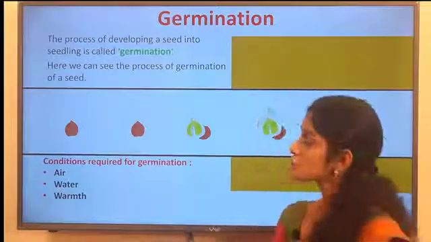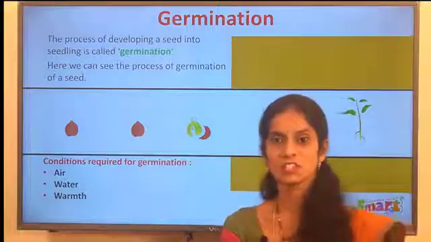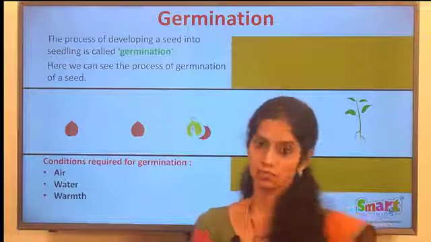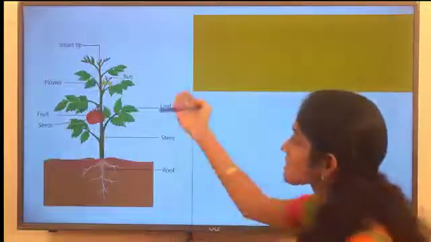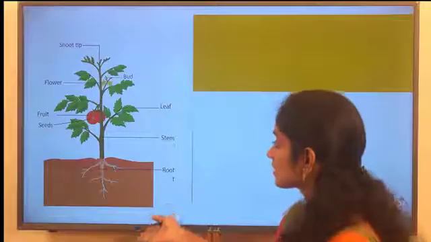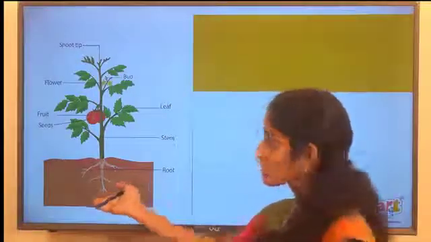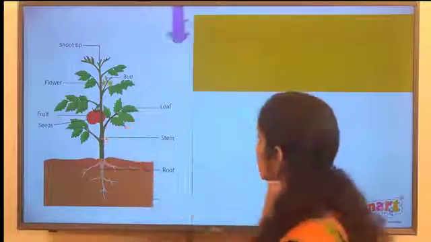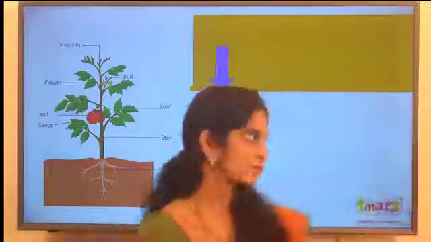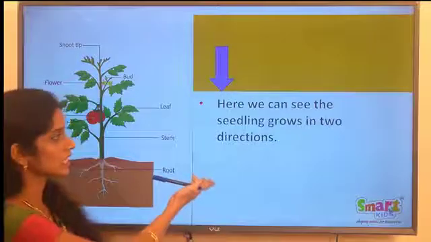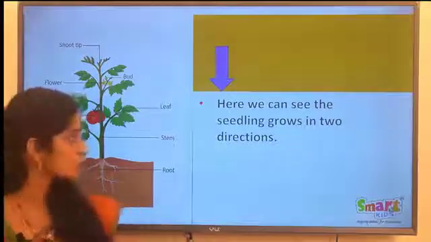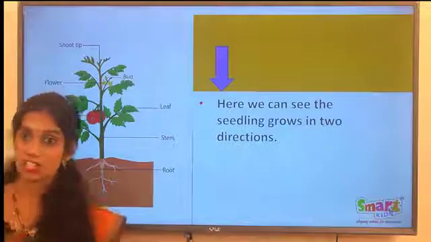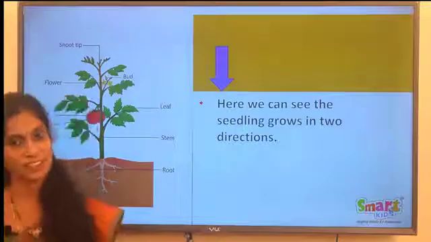Okay, this is the process of germination. How will the plant grow? Let us see. This is the plant, this is the roots and this is the shoot. Okay, now let us see here. Here we can see the seedling grows in two directions. How many directions? Two directions.